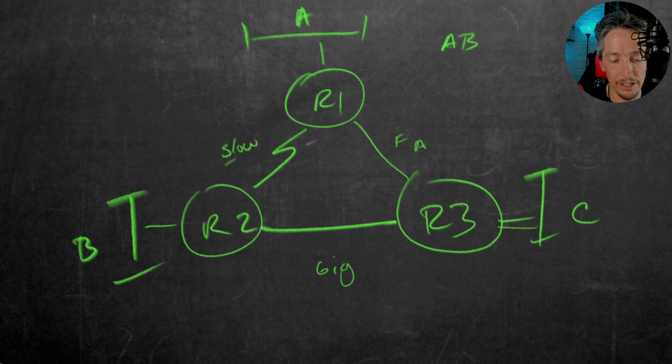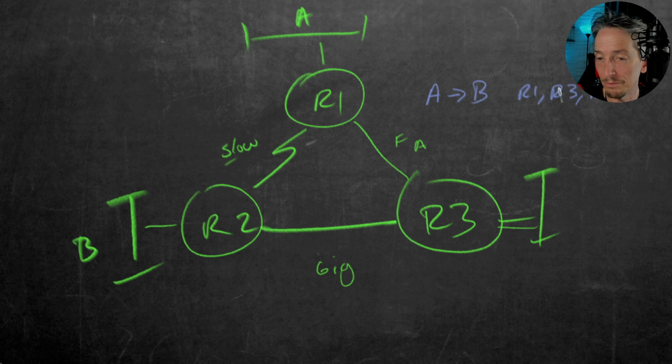So for network A to B, I would use a different color here. Let me back that off. I need a lighter color. Still playing with my pens. Thanks for your patience. So from A to B, the path would be R1, R3, R2, because that's going to be the faster path. We want to avoid that 1.54 megabit link.